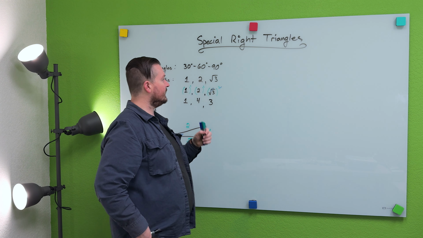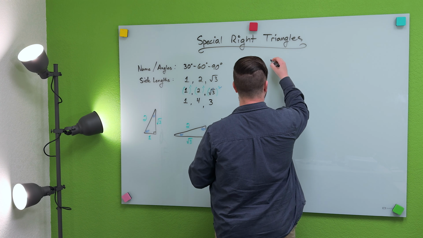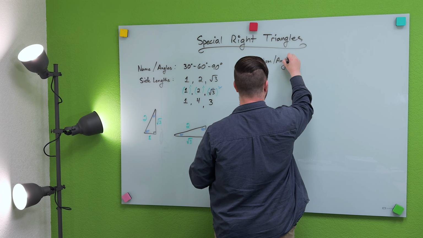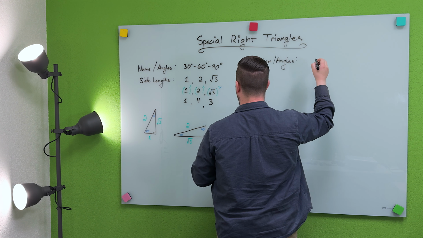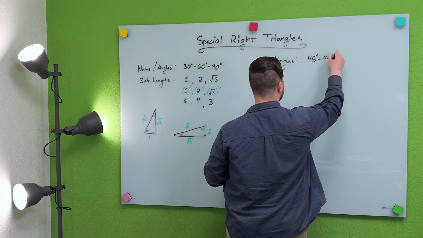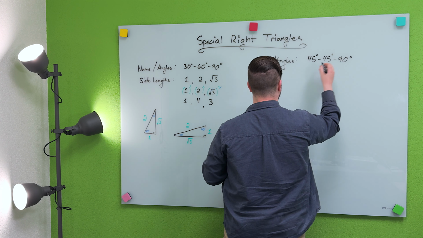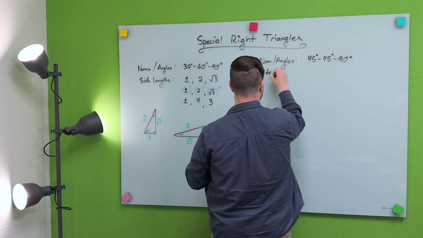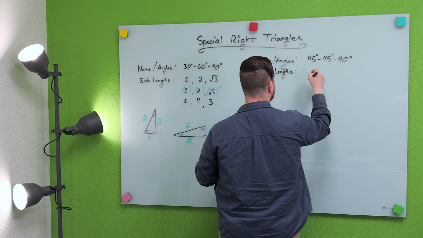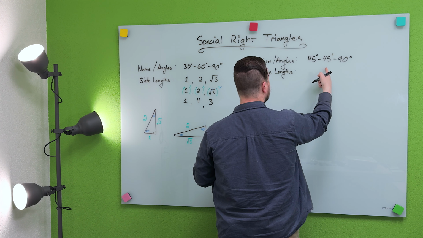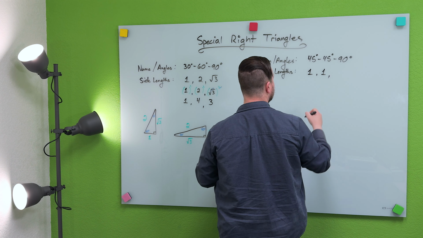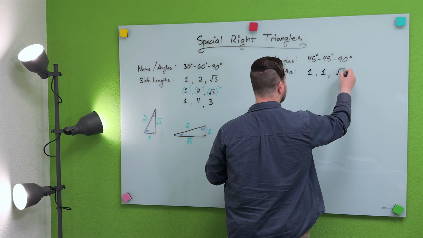Now going on to the second special right triangle. So the name and angles, this special right triangle is the 45, 45, 90, and the side lengths are, notice, these are the same angle. Well, the sides are 1 and 1. And finally, the largest side is square root of 2.